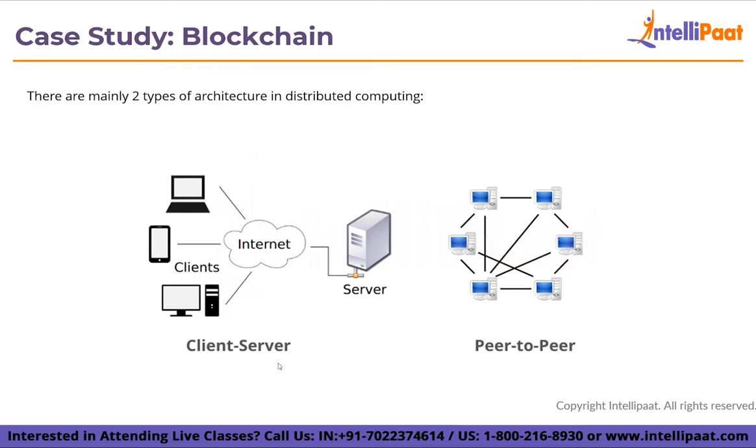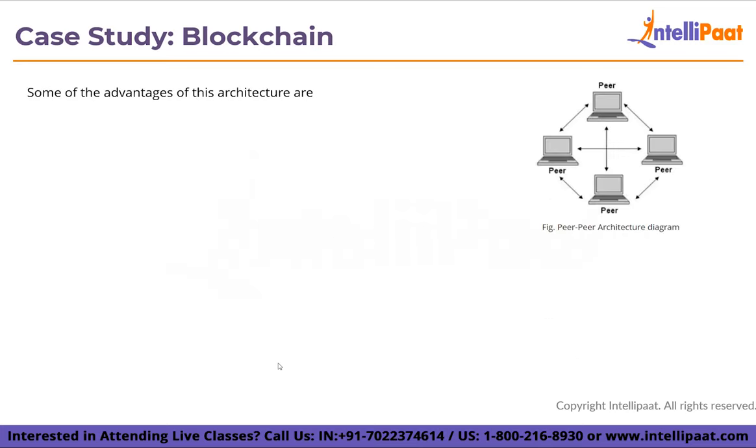There are mainly two types of architectures in distributed computing. The first one is the client-server architecture. Basically, you have one server serving all the clients through the internet, which is called client-server architecture. And then you have peer-to-peer, which also uses the internet, but it uses the peer-to-peer network as an overlay network on top of the internet. That is what you call peer-to-peer, and there is no single server. Everyone acts as a server, and everyone acts as a client. Some of the advantages of this architecture, that is the peer-to-peer architecture.